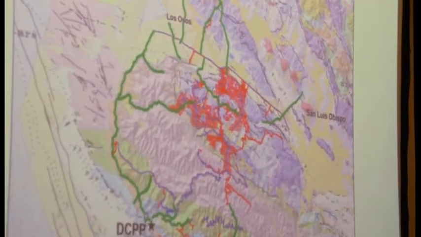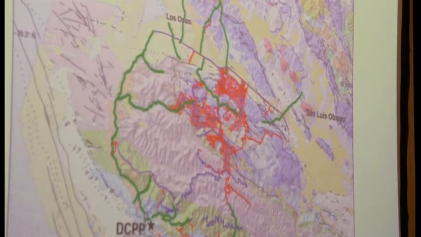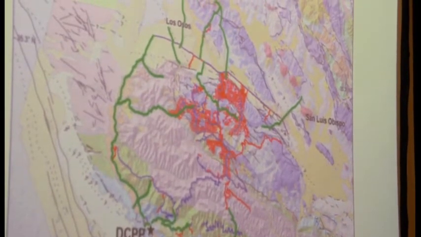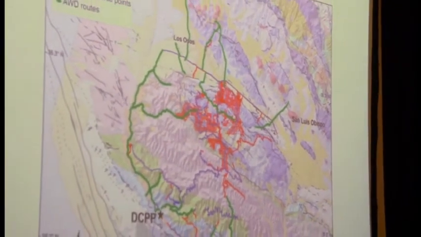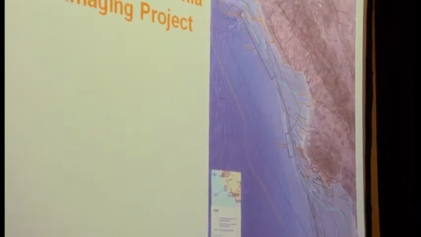So really get high-resolution imaging of the Los Osos fault zone here towards the top of the figure as it's dipping towards the south. Again, to get a better understanding of what the geometry of the Los Osos is. So Dan's going to talk a little bit more about that later.